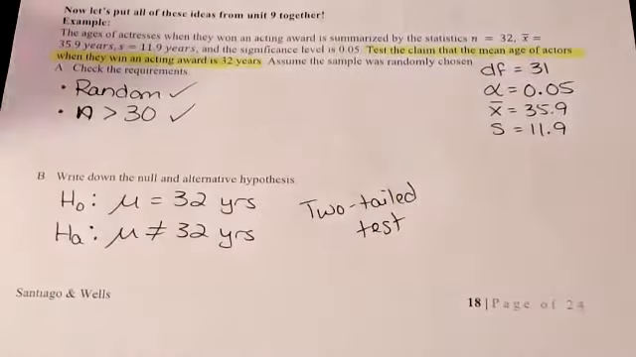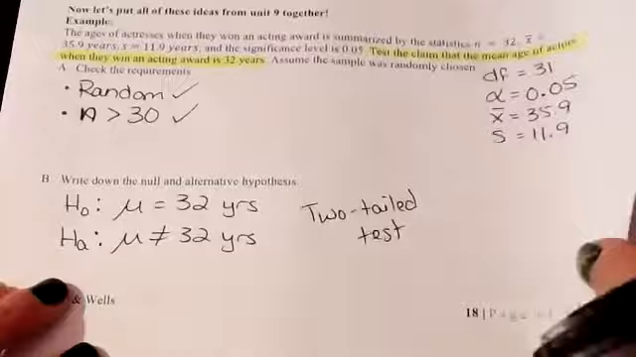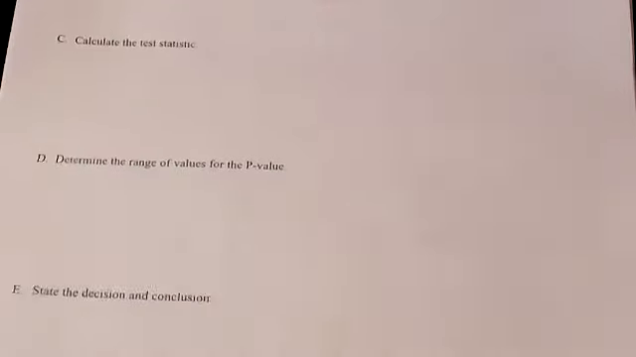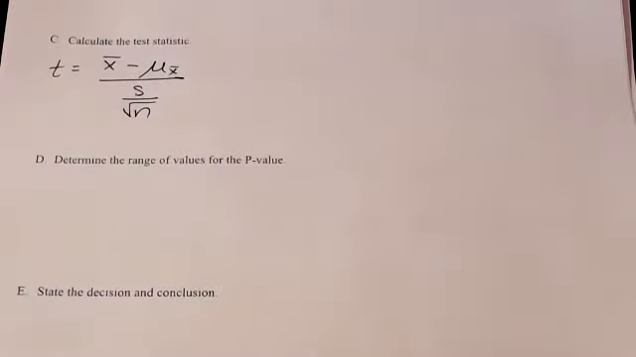Perfect. We're going to go ahead and turn the page and continue with this information. The next thing we're going to do is calculate our test statistic given the information that we were provided. So we want to calculate the test statistic using the following formula. T is equal to the sample mean minus the mean of the sampling distribution over the sample standard deviation divided by the square root of N.